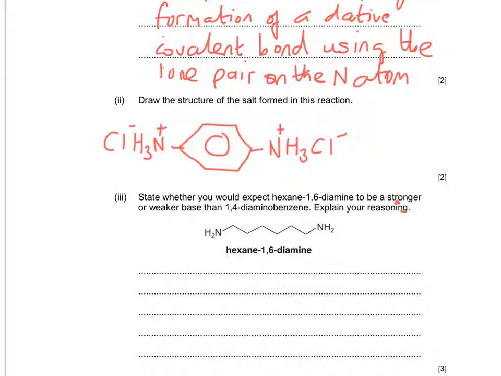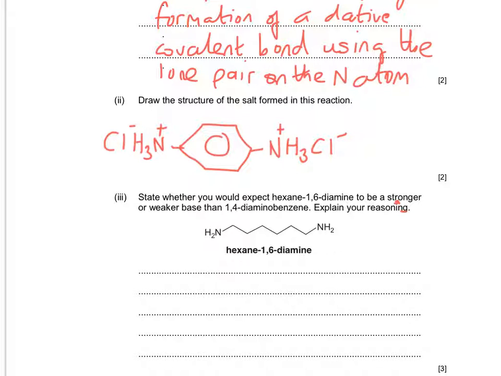I'm being careful of 2 things here. First of all, that the positive charge goes onto the nitrogen, because that's where the positive charge exists, and also the fact that there are actually 2 amine groups on 1,4-diaminobenzene, so there'll be 2 salts formed, or 2 NH3+ Cl- formed, I should say.